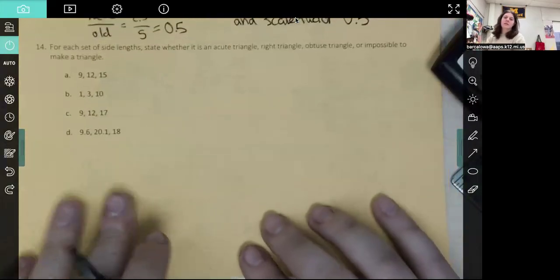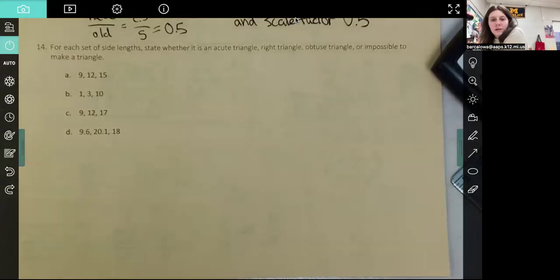All right. Number 4, for each set of side lengths. Is this an acute triangle, right triangle, obtuse triangle, or impossible? The first thing we need to check, is this even possible to make a triangle with? Okay, I want you to imagine a triangle. Here's my 3 side lengths. 1, 2, and 50. Is it possible to make a triangle with one side being 50 and the other sides being 1 and 2? No, those 2 smaller sides are too short.